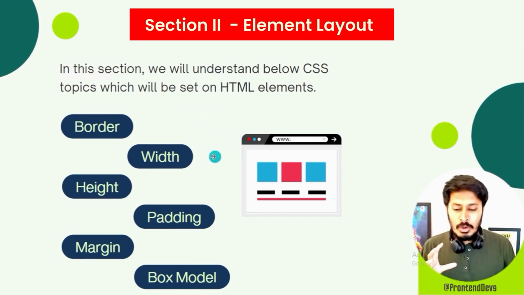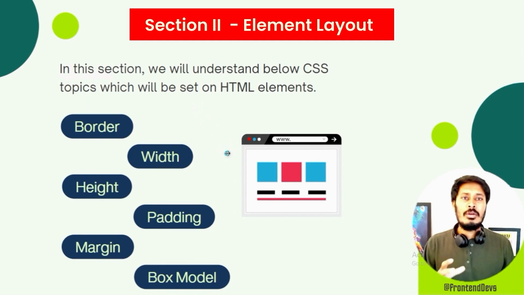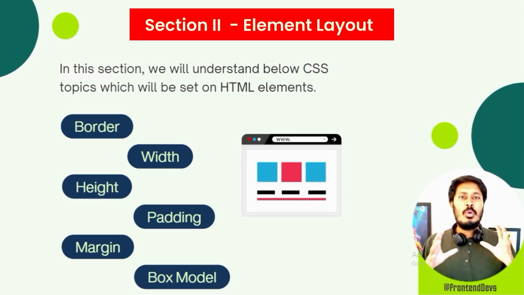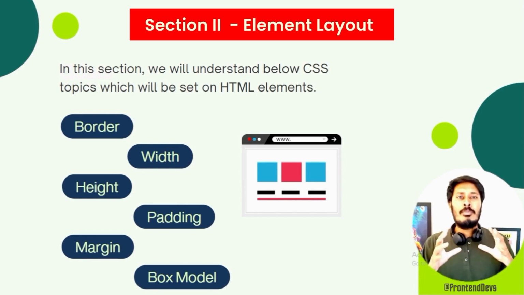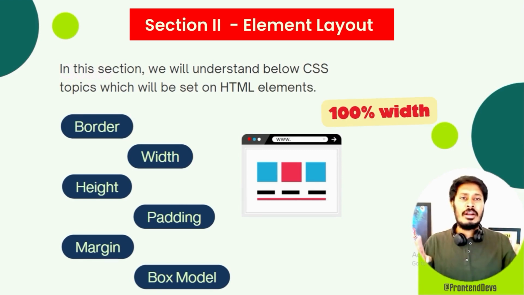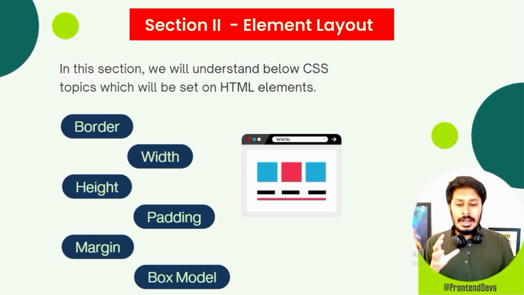After that, we have a width and height property. When we talk about any HTML element, by default, it takes automatic height that is defined by the HTML or CSS. If you go with the inline element, it will take the space only around its content. If you go with the block element, it will take 100% width of the screen. But we can set height and width as per our requirement on our HTML element.